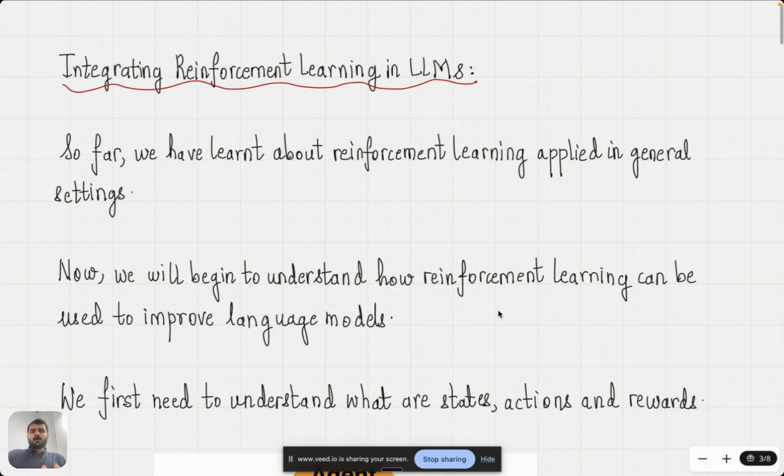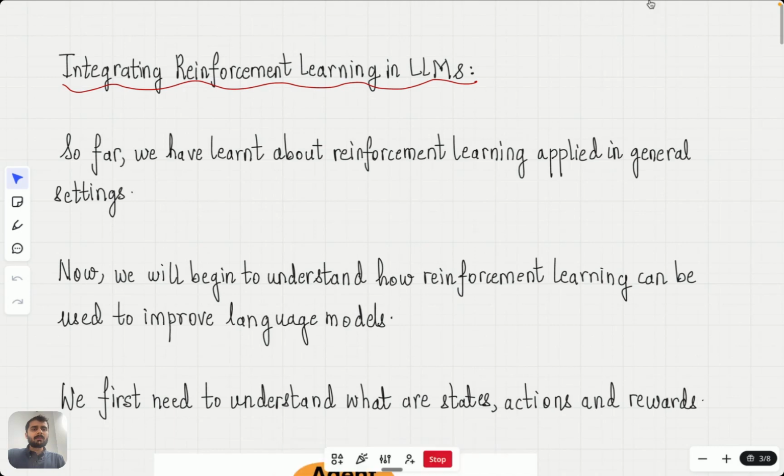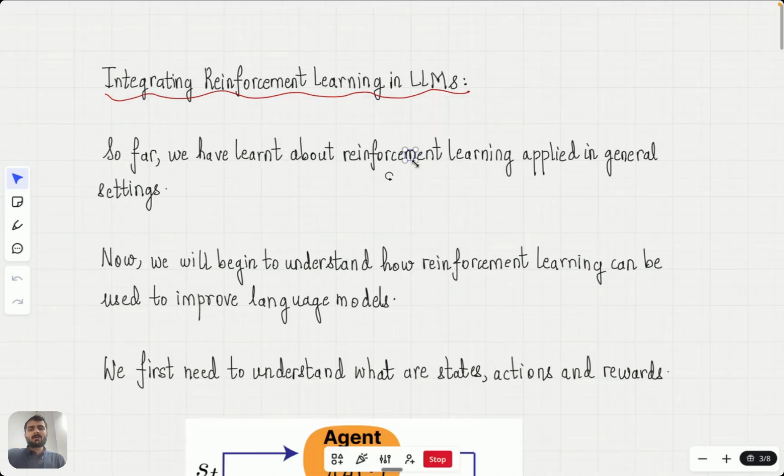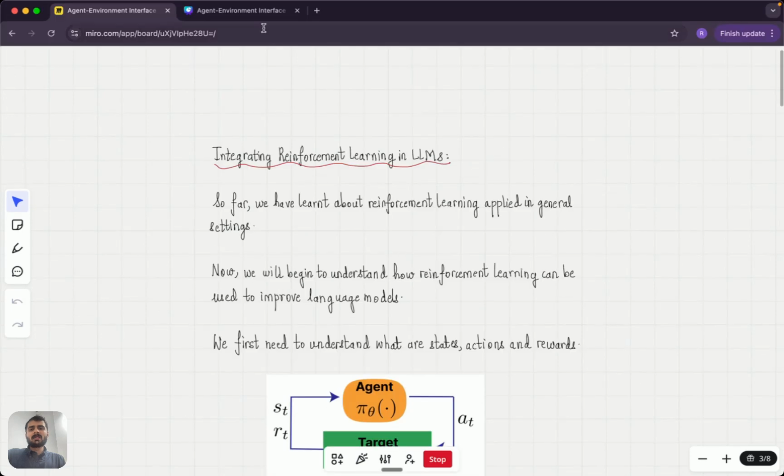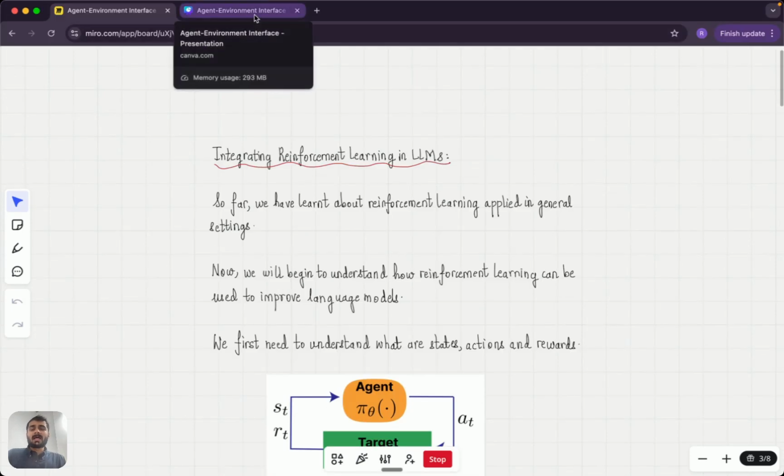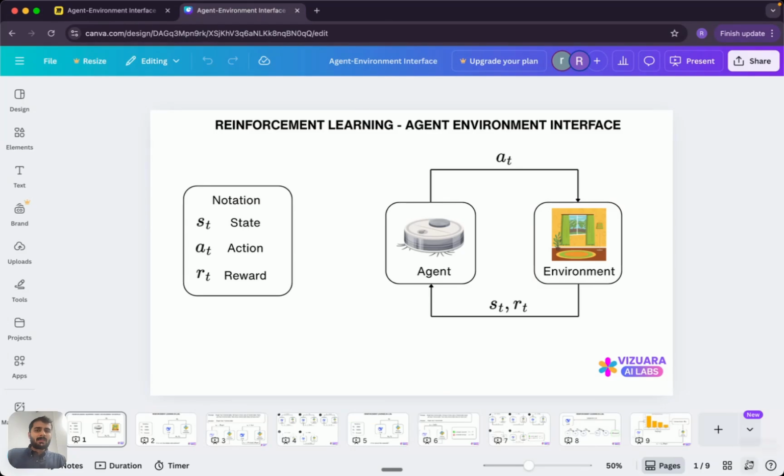Now, I'm going to move to a slideshow to help you understand how large language models can be represented as a reinforcement learning problem.